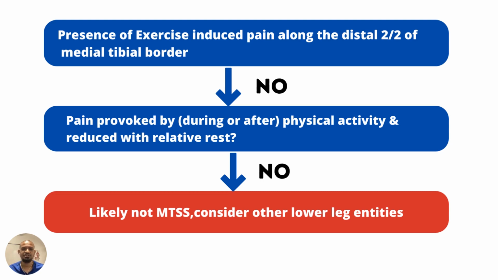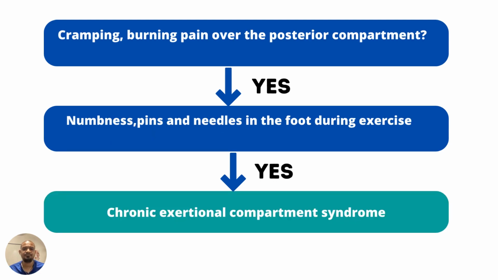So these are the questions you need to ask. Do you have pain with exercise along the inner portion of your shin? And is your pain worse with physical activity and better with rest? Now, if they answered no to either of these questions, you probably do not have shin splints.